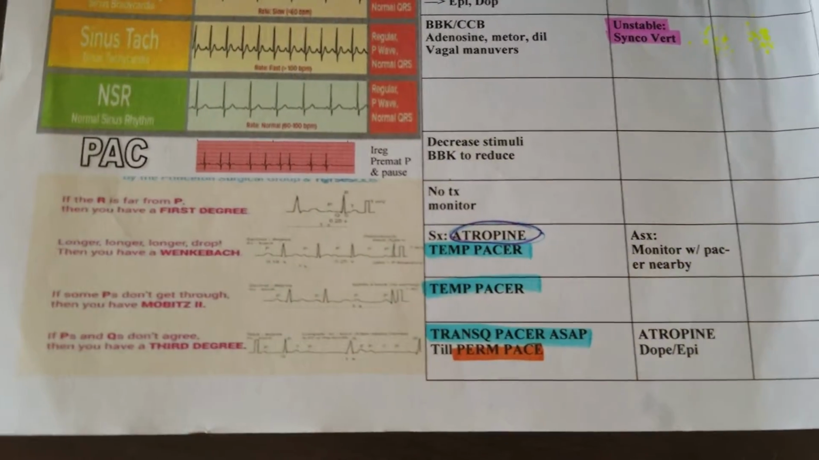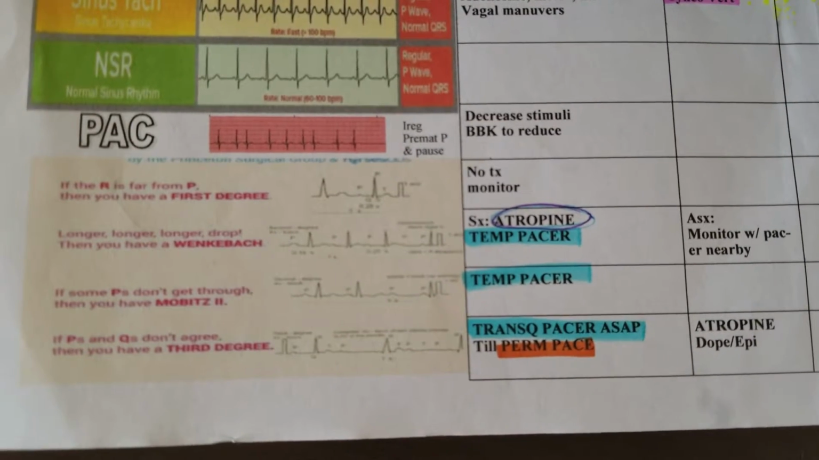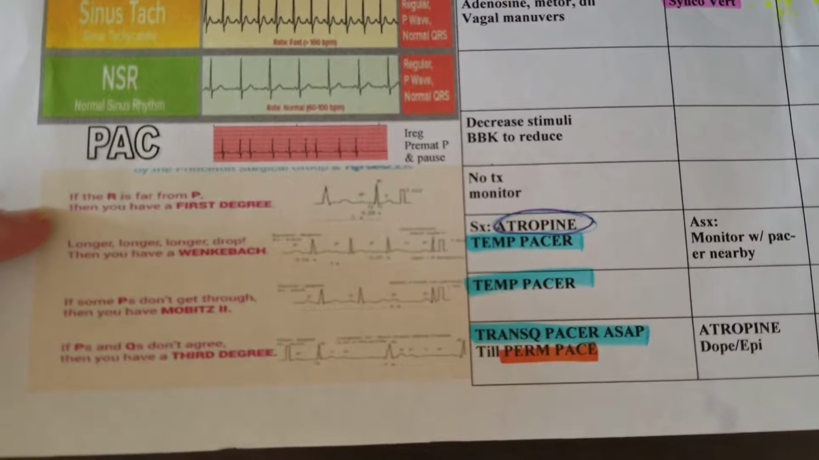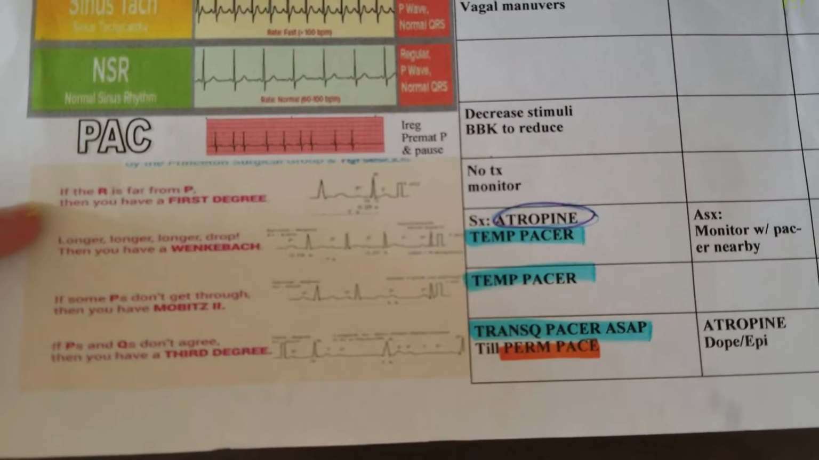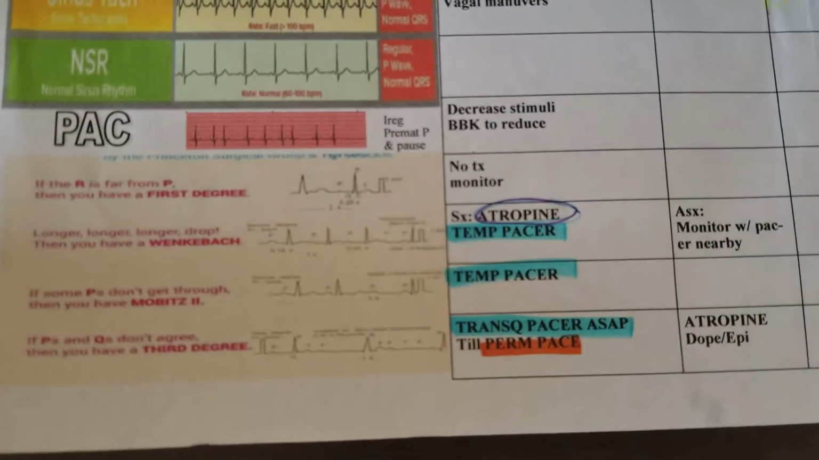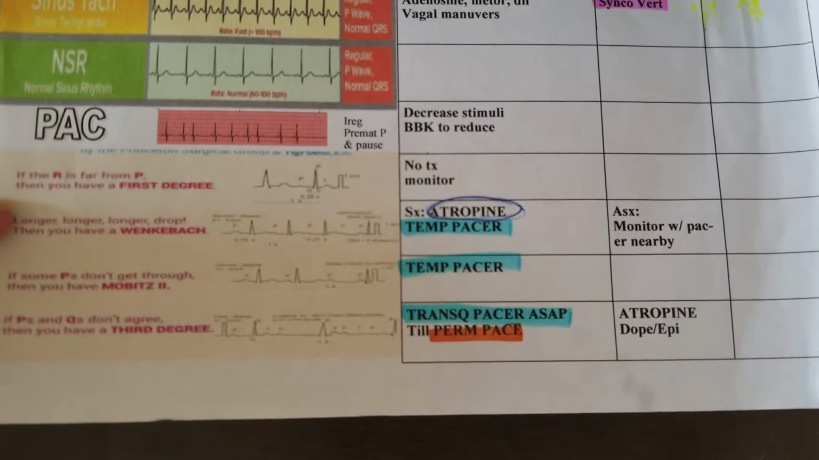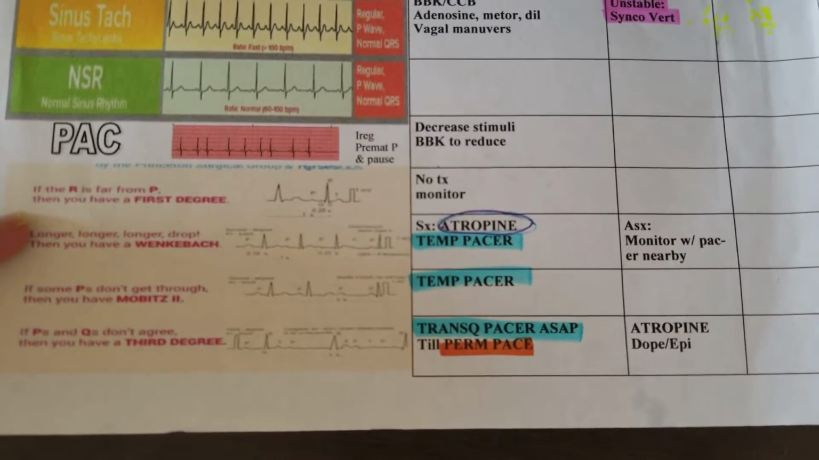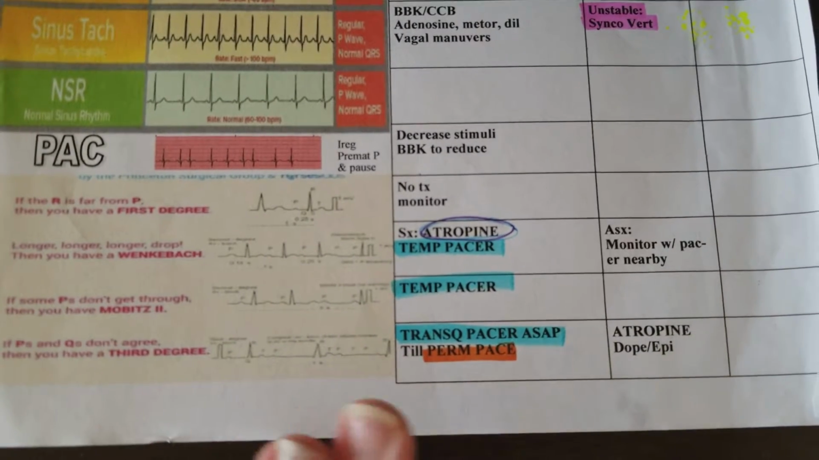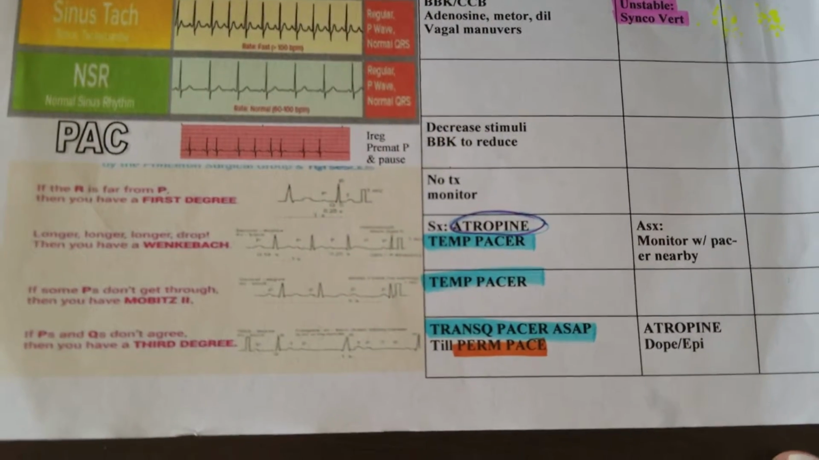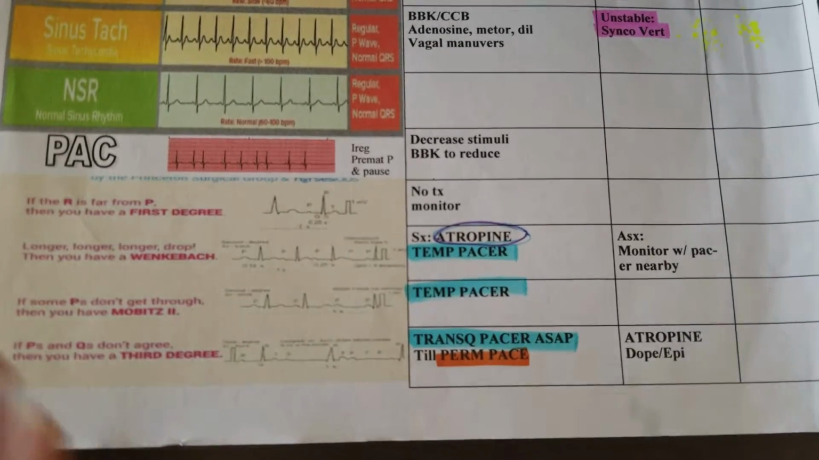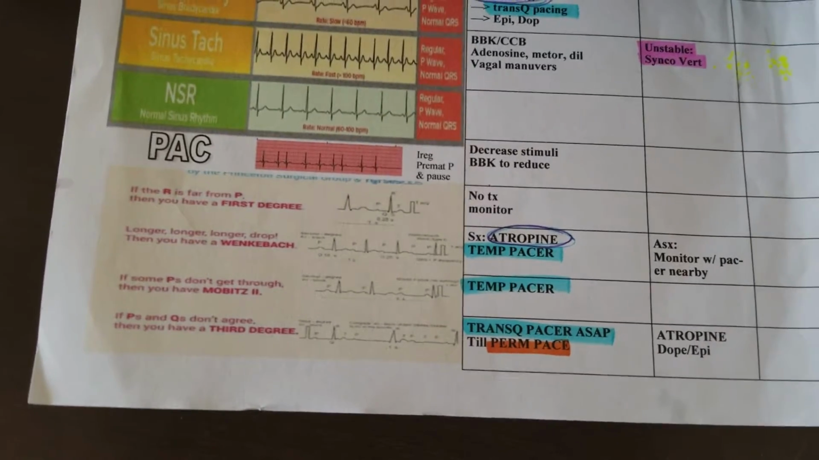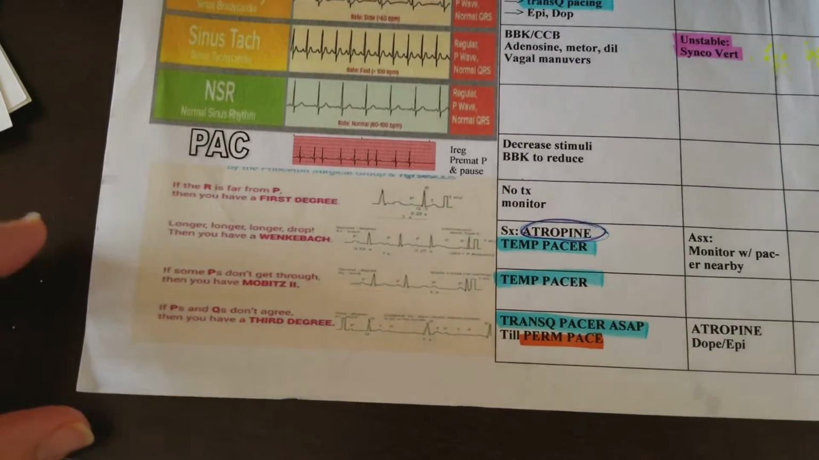Okay, then we have our heart blocks. So we have a first degree heart block, which is basically going to be an elongated PR. No treatment, you just monitor this. And then you've got a second degree type 1 or the Wenckebach. And basically the PR gets longer and longer and longer until finally one drops. If there's symptoms, treat this with atropine, and then possibly a temporary pacer. If they're asymptomatic, you really need to monitor them with a temporary pacer nearby.